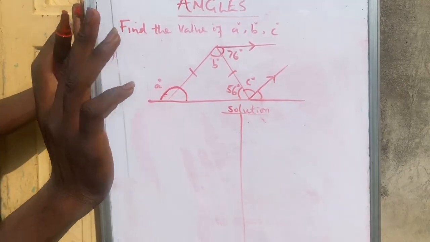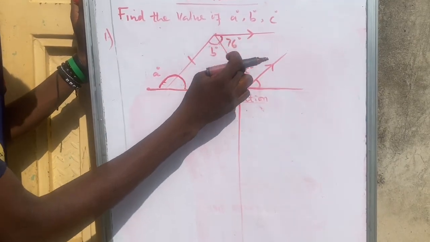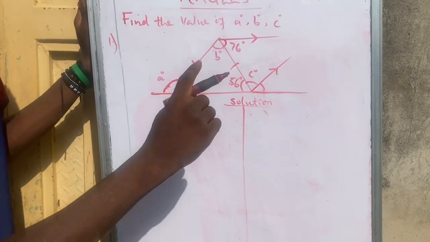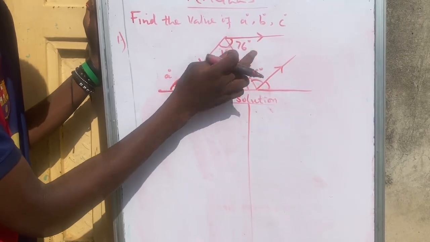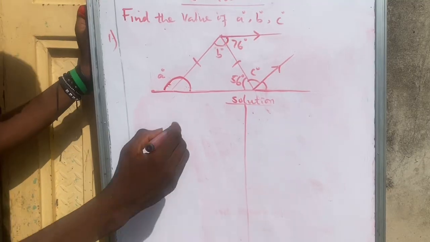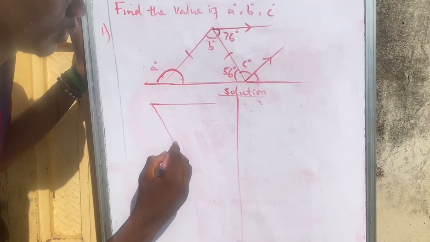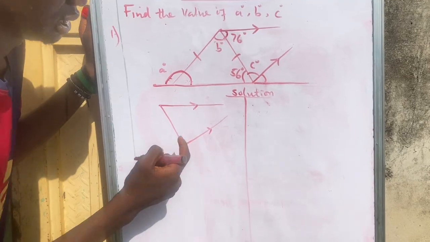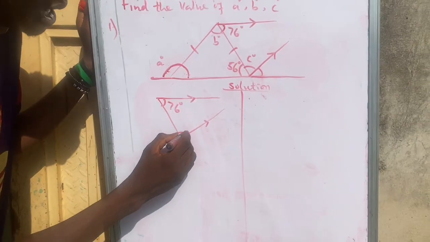But before that, let me help you with the first thing you need to work on here. Look at parallel line, look at transversal. You remember the C-shaped angle? Look at C. Can you see it? Co-interior angles add up to 180 degrees. So let me draw it out for you to see. Now this is a parallel line, and this is transversal. Look at this angle. This angle happens to be 76 degrees, and this is C.